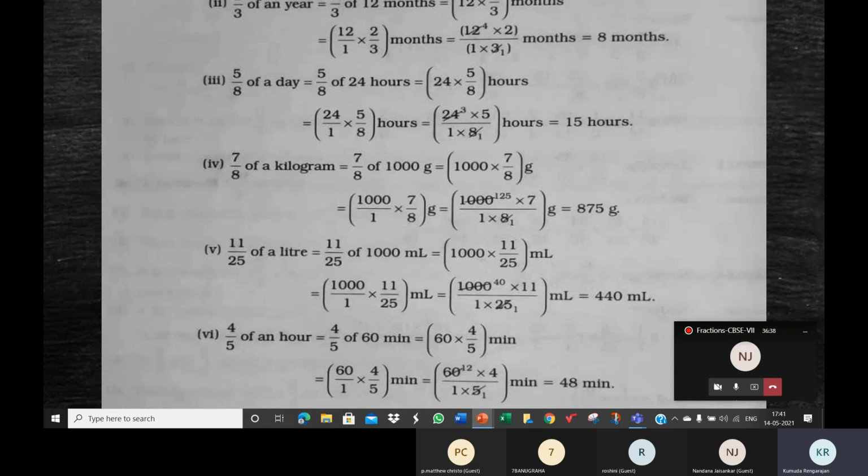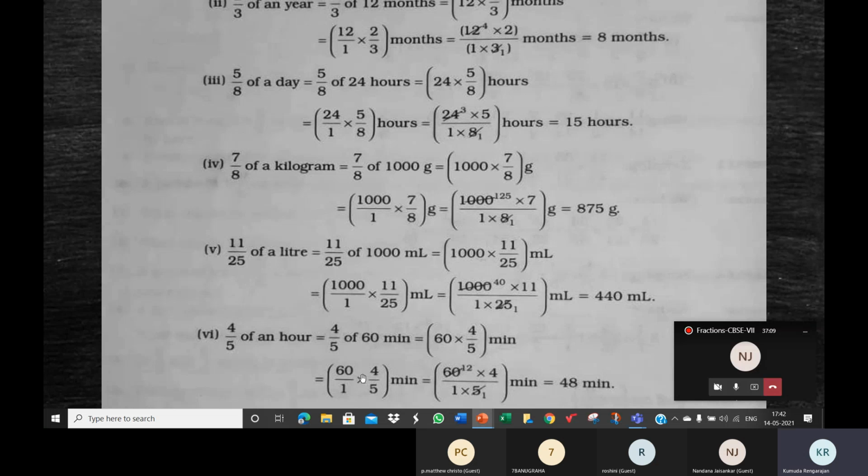Others also make sure you've understood it correctly. See that, children? 4/5 of an hour. An hour is 60 minutes. Please see the steps there, children. 4/5 of 60 minutes. I told you the word 'of' means multiplication. Of means multiplication, and this 4 by 5. Then it is 60 by 1 into 4 by 5.